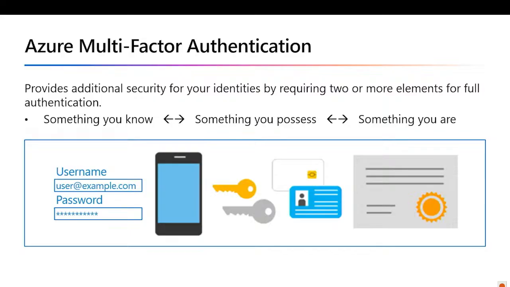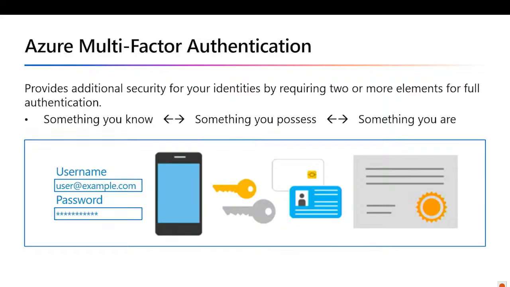A factor can also be something you possess. This can be a mobile app that receives a notification or a token-generating device. For example, when you try to sign in, you might receive a notification on your phone asking you to approve the sign-in attempt. Alternately, you might use a physical token that generates a unique code you need to enter.